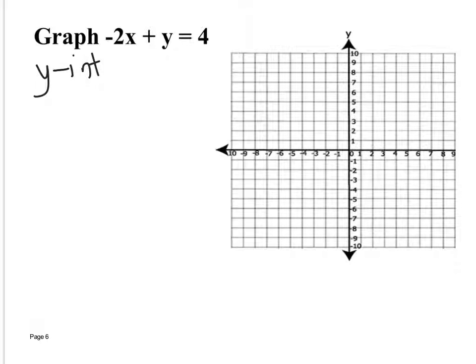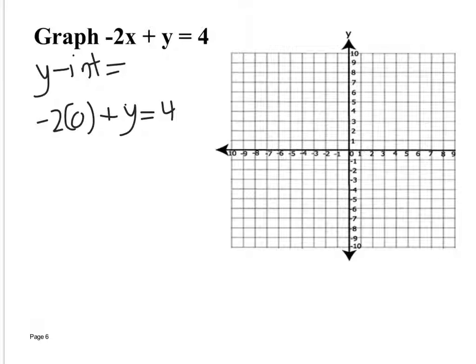I'm going to find the y-intercept here first. I need to find it. So let's go with Alan. What do I set my x to if I want to find my y-intercept? 0. I set my x equal to 0, so negative 2 times 0 plus y is equal to 4. I set my x to 0 to find my y.